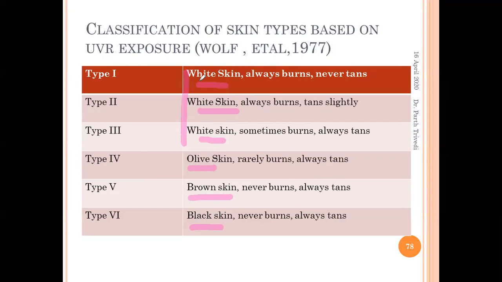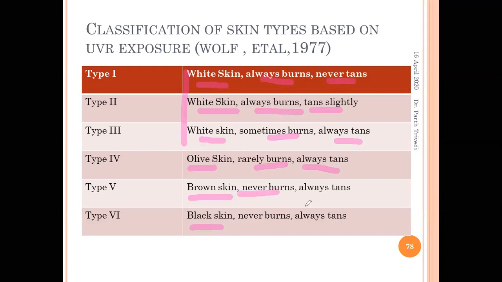So as we go on with the types, these skin shades differ. So white skin, which always burns, never tans, type 1. Type 2 always burns, slightly tans. So okay, burn भी होता है, tan भी होता है. Type 3, it rarely burns and always tans. Type 4, olive skin, it has shifted, it rarely burns, always tans.